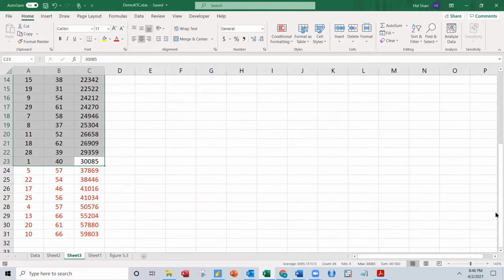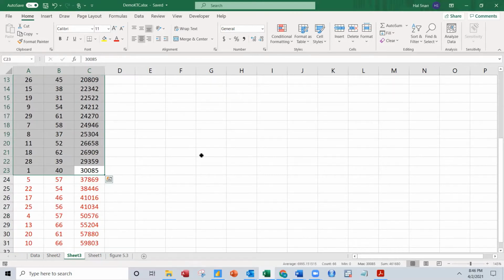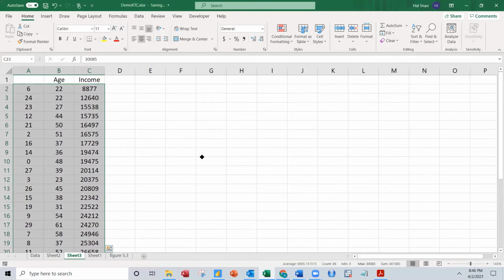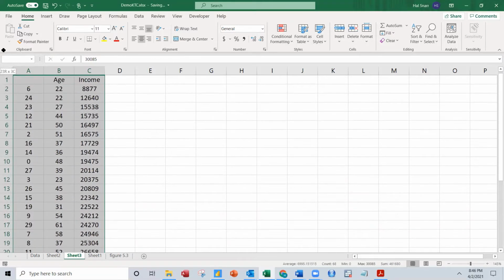Let's do this. We'll start at the bottom and go up. Now, notice I'm always sorting on the uncolored, the black part, right? You see that? I'm sorting only on the black part. I'm going to sort by income. I mean, by age.